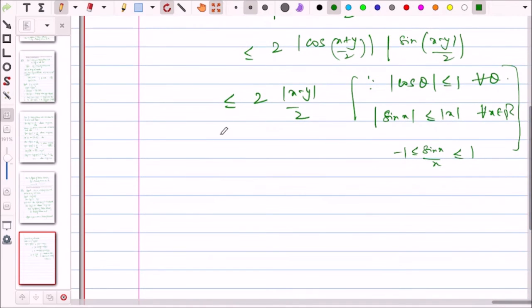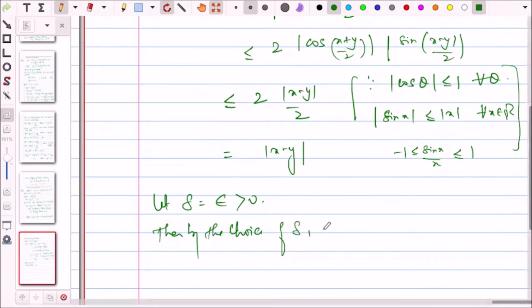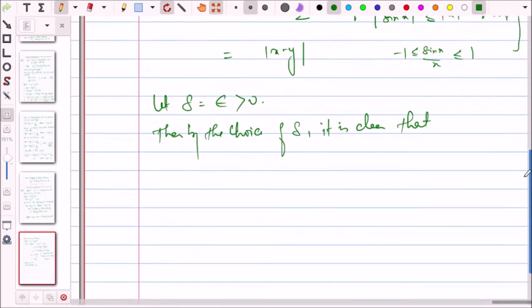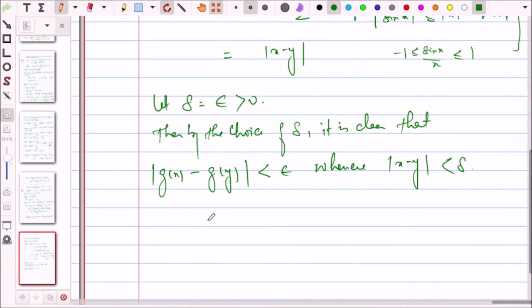So we get this. Now this is equal to |x − y|, so let δ = ε > 0. Then by the choice of δ, it is clear that |g(x) − g(y)| < ε whenever |x − y| < δ.